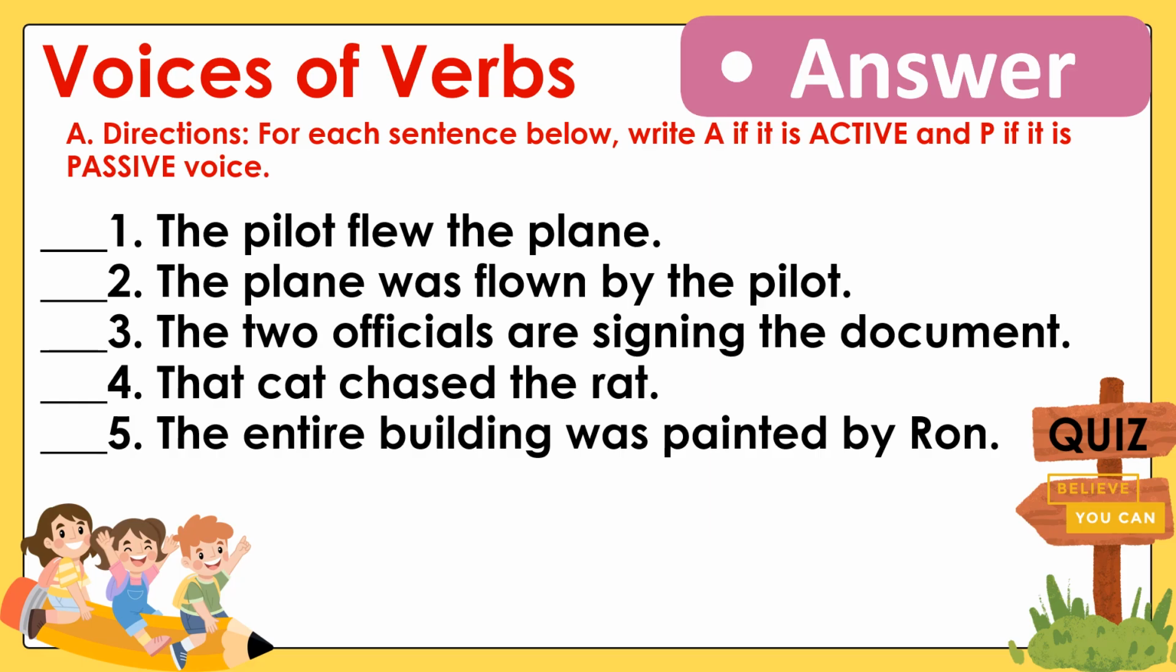And here are the answers. Number 1 is A, active. Number 2, it's P, passive. Number 3, A, active. Number 4, A, active. Number 5, it's letter P, passive.